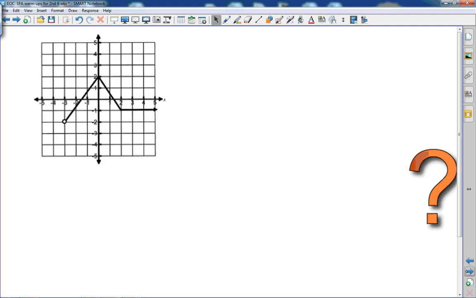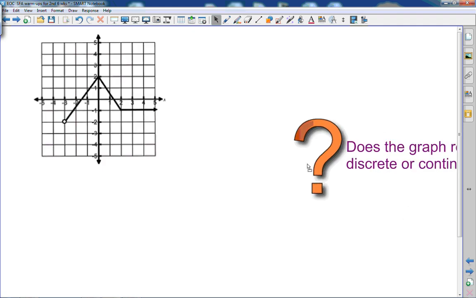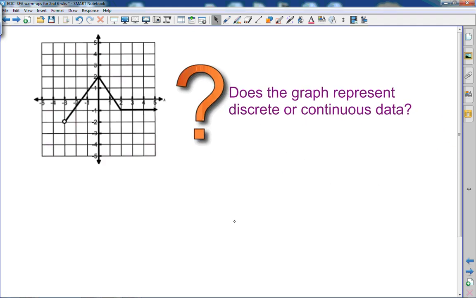Next one. Does the graph represent discrete or continuous data? Okay, discrete is certain numbers. The graph will just have dots.